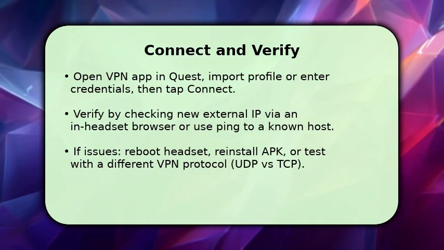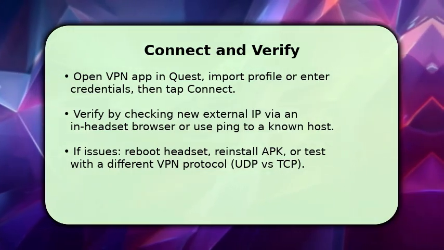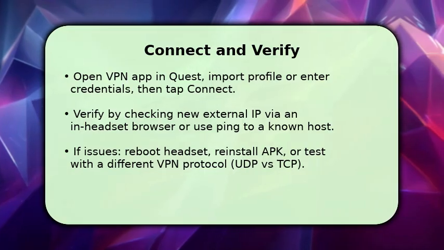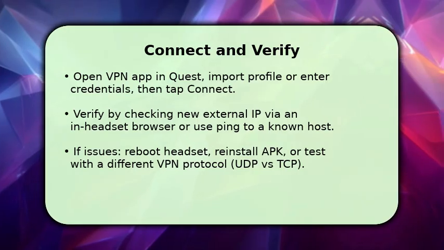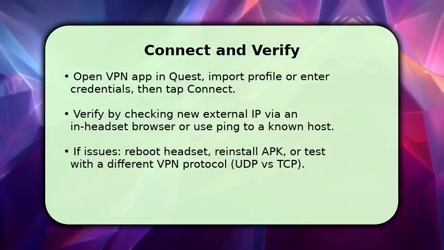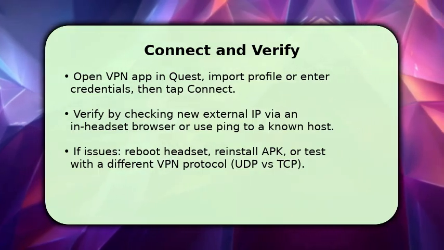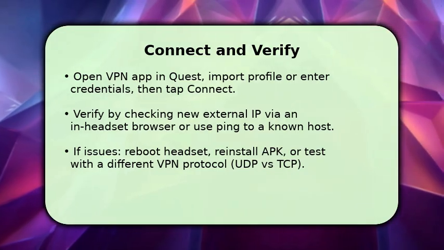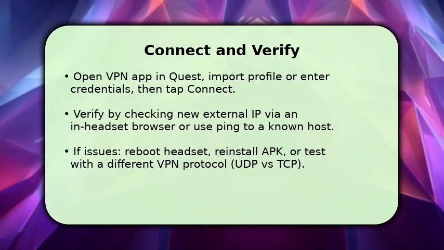Open the VPN app on your Quest, import the profile or enter your account credentials, and tap Connect. Watch status messages carefully. Then verify success using an in-headset browser to check your external IP or run a ping to a known host so you confirm traffic routes through the VPN. If something goes wrong, reboot the headset, reinstall the APK, or switch protocols from UDP to TCP to see if connectivity stabilizes.